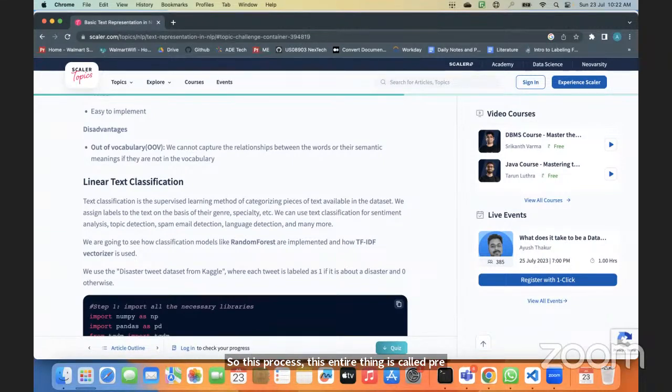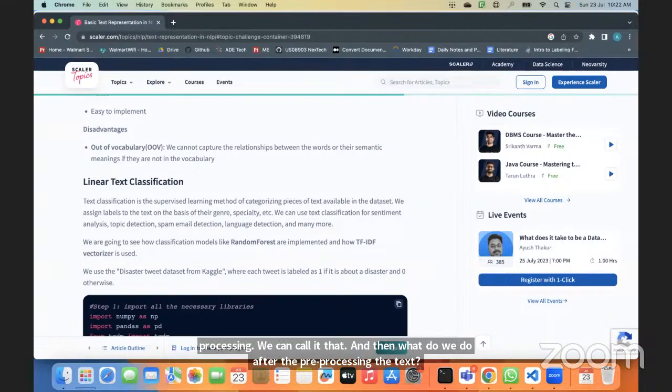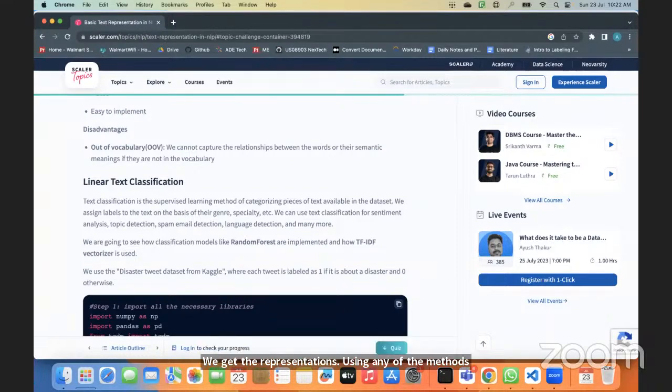We get the representations using any of the methods that we just learned, or it might be a deep learning method also, using ELMo or BERT. So there are pre-trained models, right? Which also give vector representations, like fastText or GloVe. I'll just add those names here.